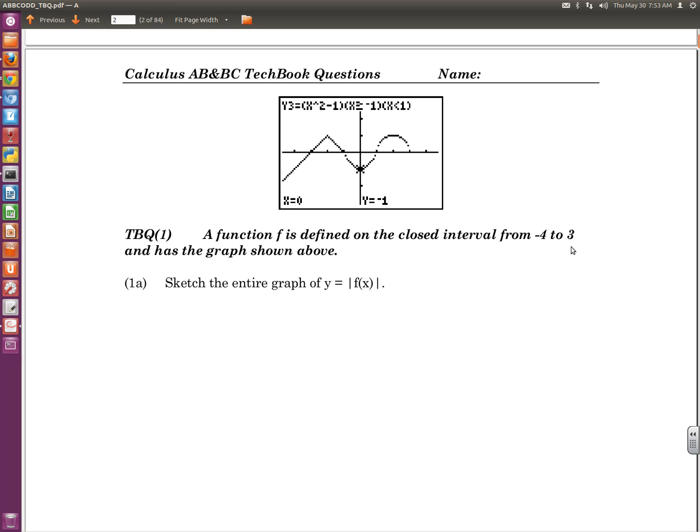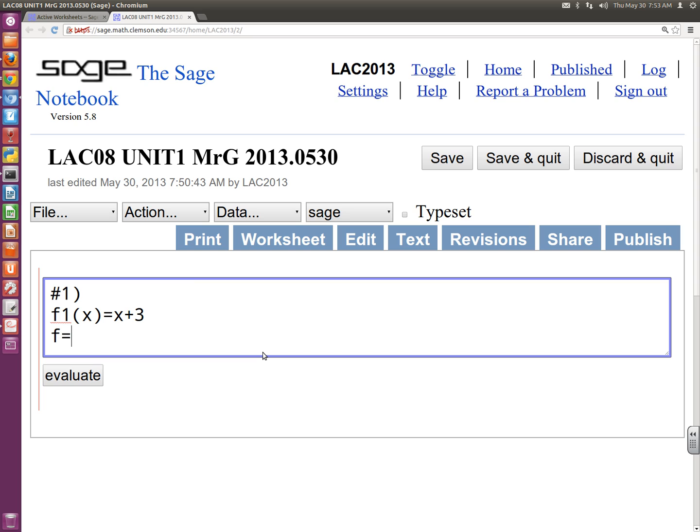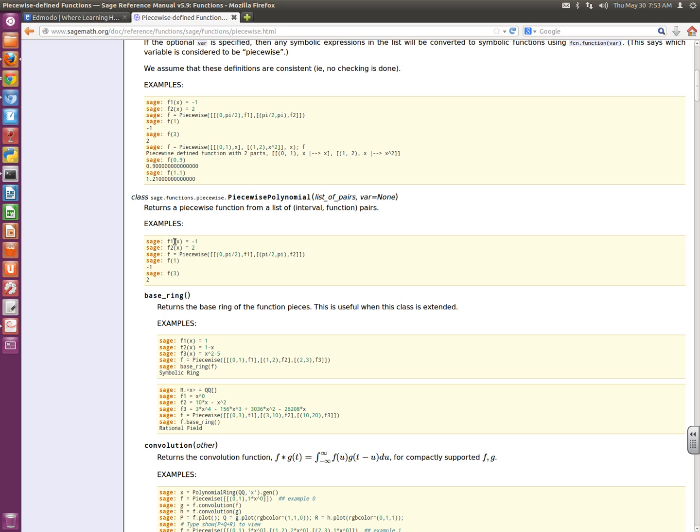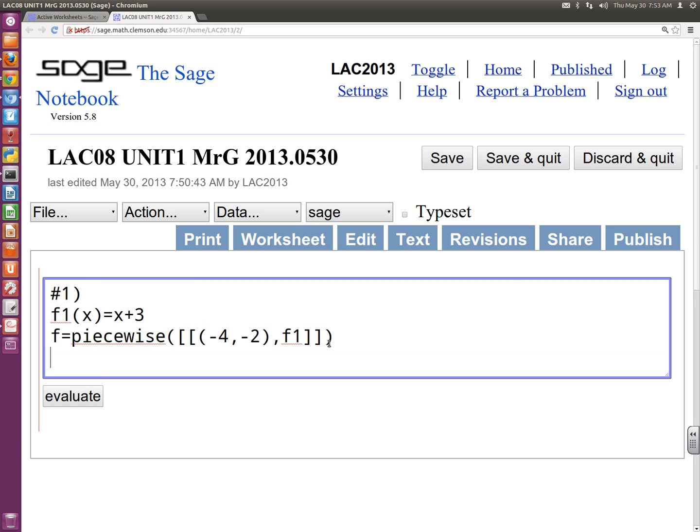It says from -4 to 3 here, right, for the whole thing? So -4 to -2, right? So let's see if we can graph that much. All right, so this is x plus 3. But f is going to be piecewise of a list of a domain -4 to -2 of f1. Wait, is that the syntax? Let me look at the syntax again. Yeah, I think so. All right, so does that work at all?